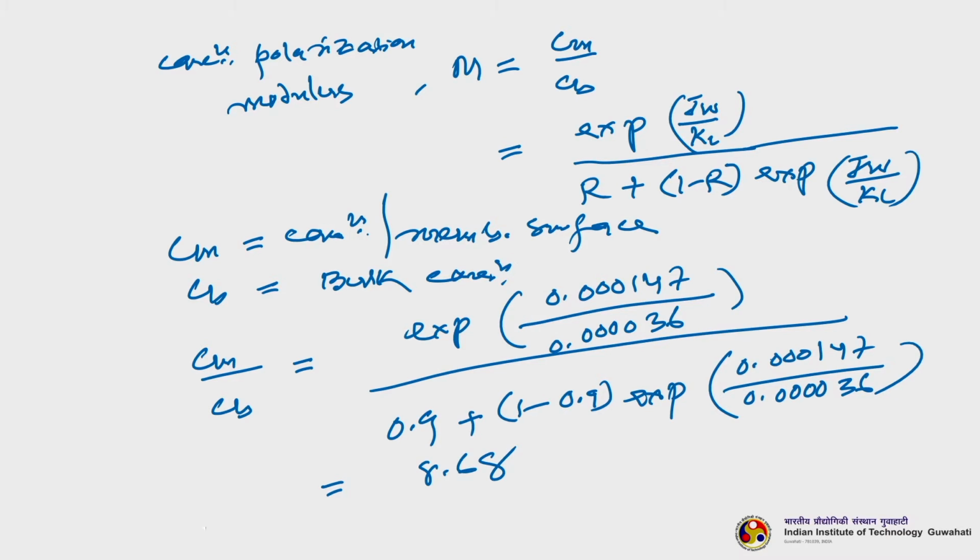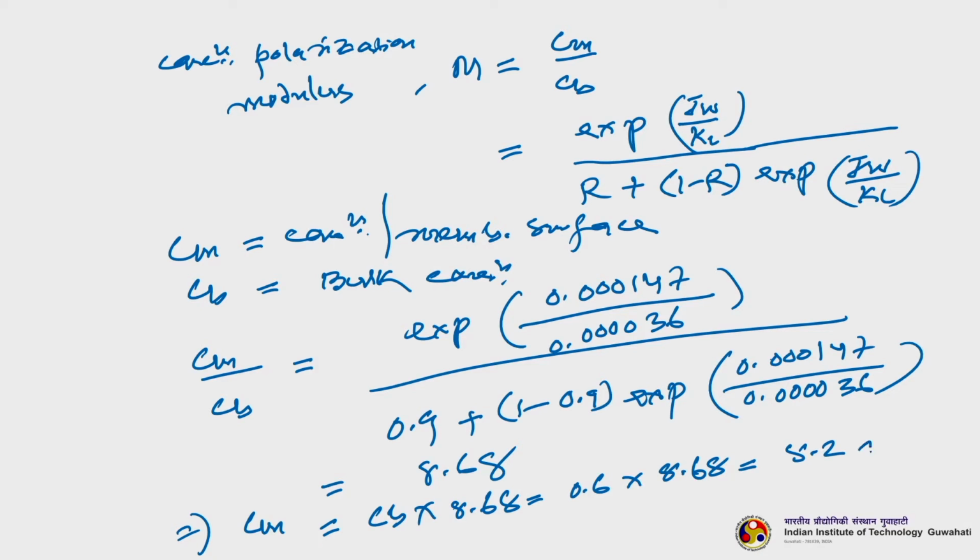8.68. So, from here we can say that Cm equals Cb into 8.68. So, 0.6 into 8.68 equals 5.2 mass percent. Okay. So, this is how we can calculate our concentration at the membrane surface, using the concentration polarization modulus equation.